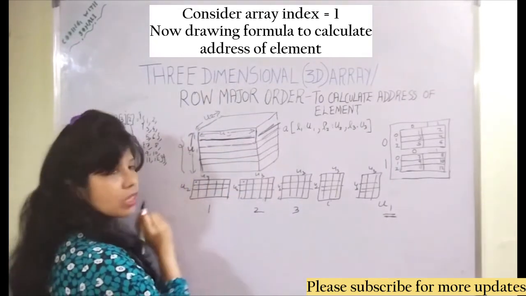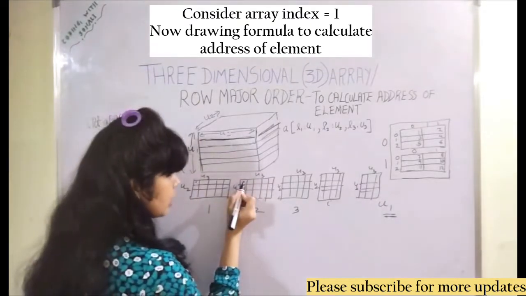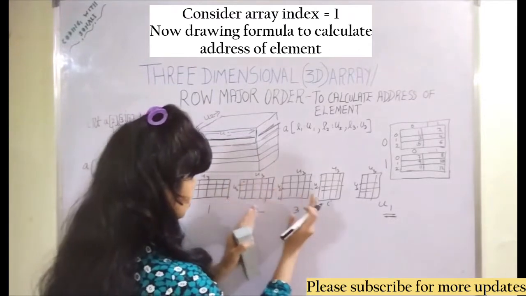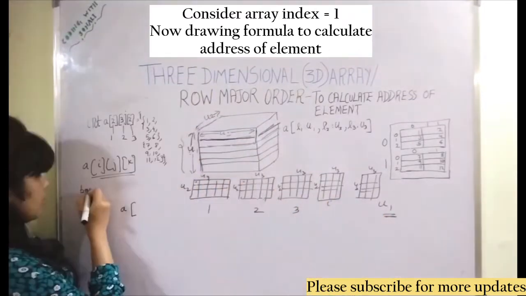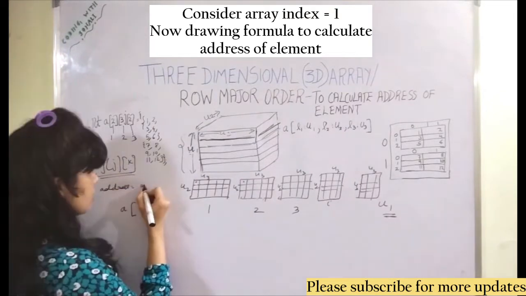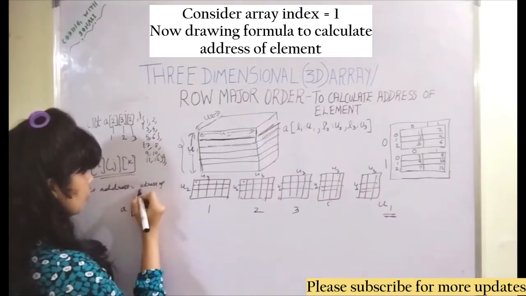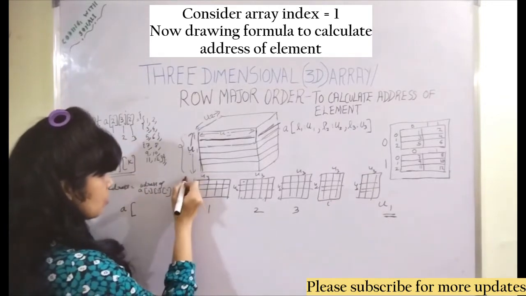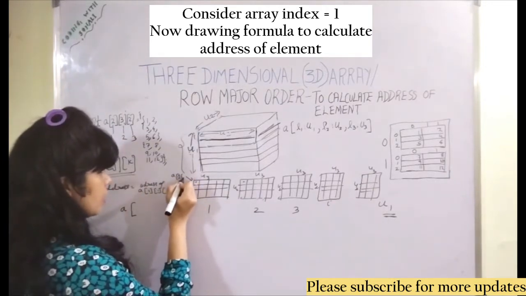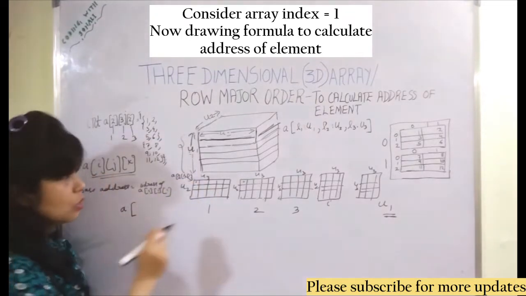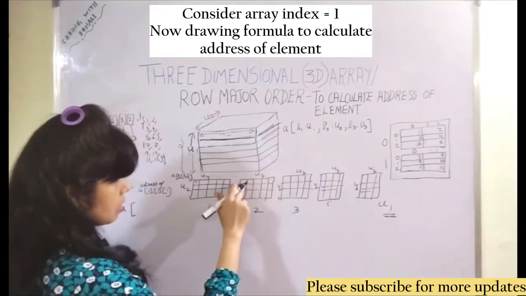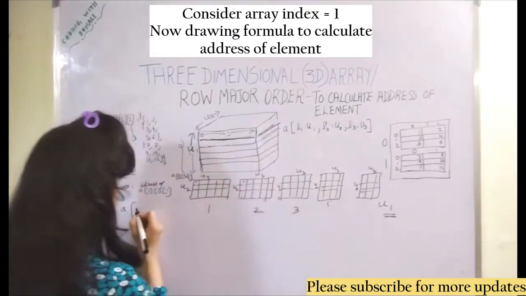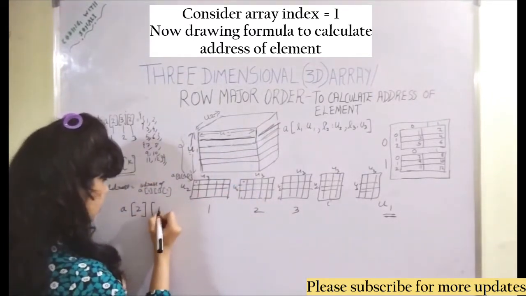We know the base address first of all, and we have to calculate the address of this element. We know this is 1 slice, this is 2 slice, 3 slice and so on till U1. The base address of A[1][1][1] is the first element. I have to calculate the address of this element, which is present here. That is, I have to calculate it like this.